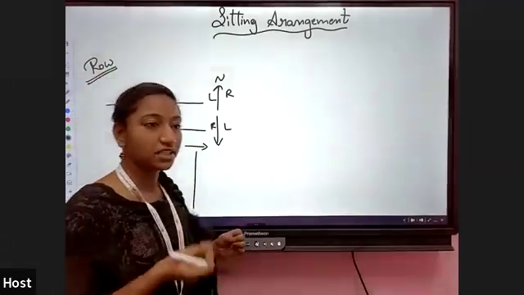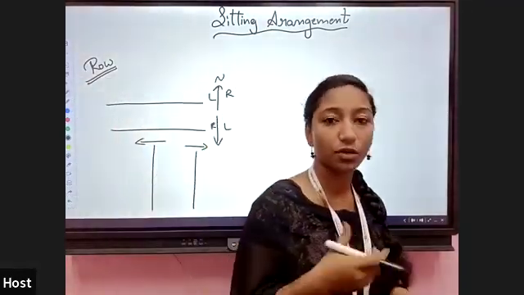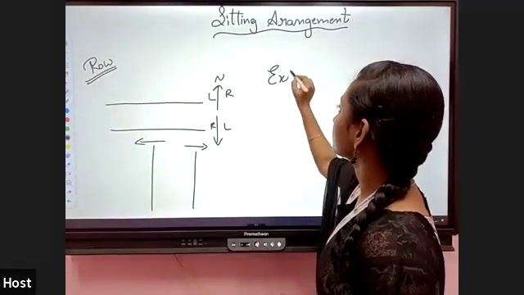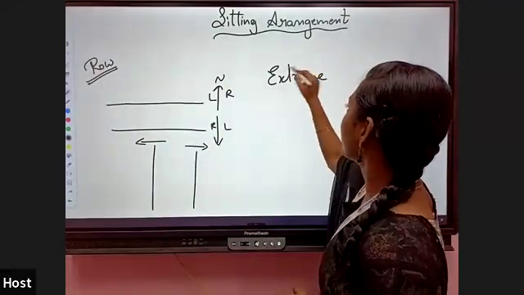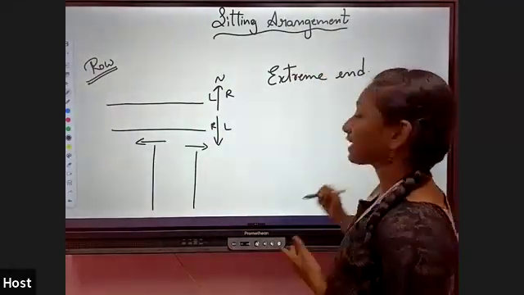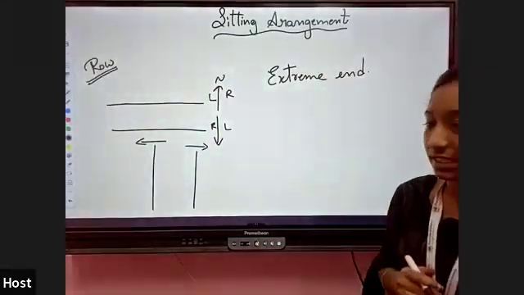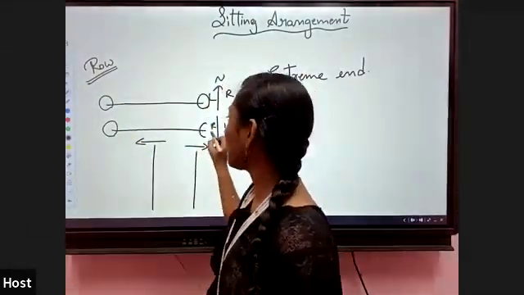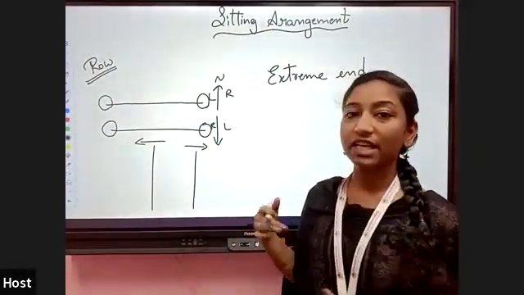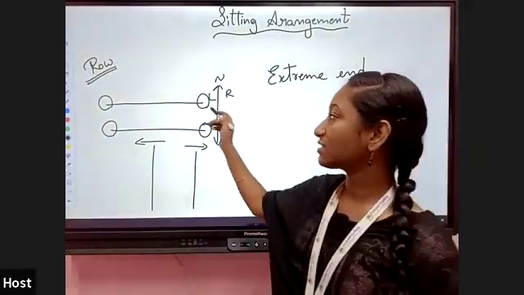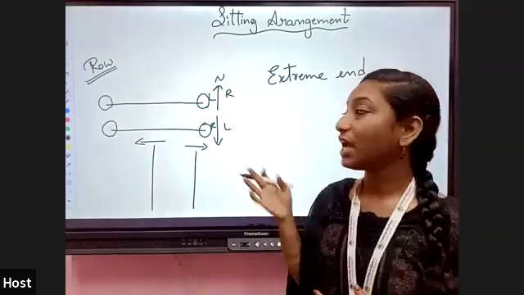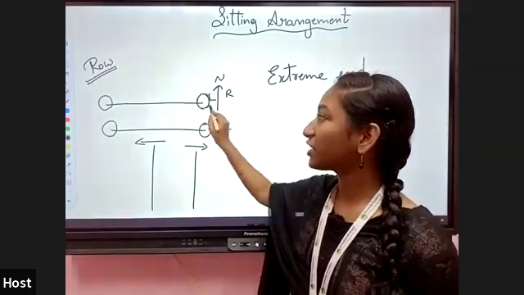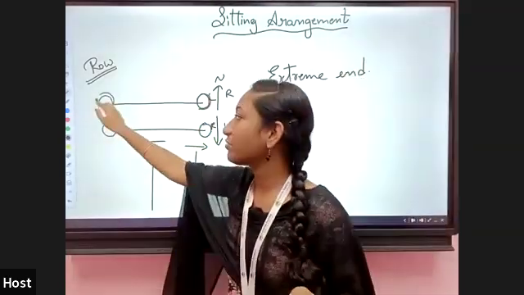There are a few terms we will use in the row topic. One is extreme end. What is an extreme end? Extreme end means edge points, end points. End points are called extreme ends. If it is on the right side, it is called the extreme right end. Coming to the north, this is the extreme right end and this is the extreme left end.